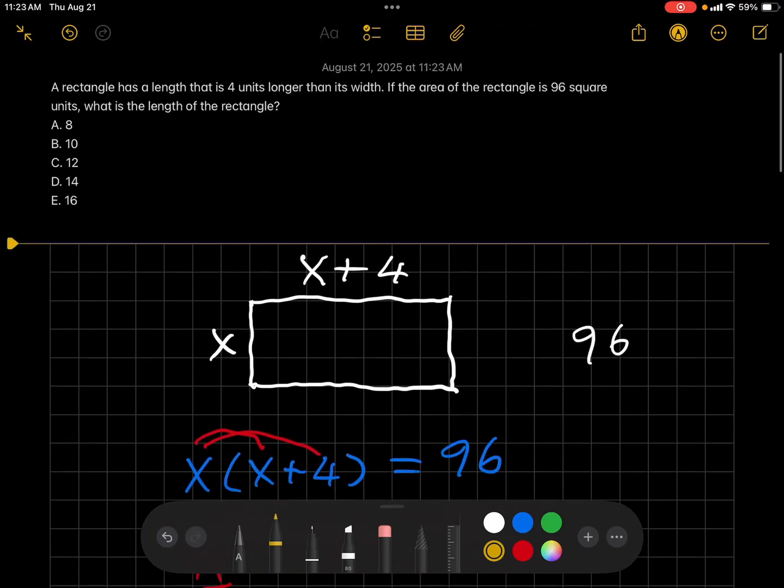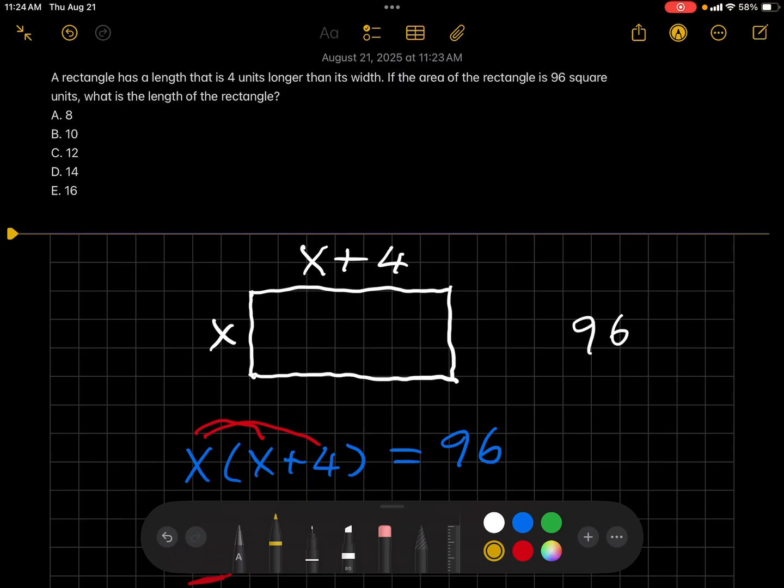So we have to be careful now, because that's not our answer. What they asked for was, what was the length of the rectangle? So remember, the length is the width, which is 8, that we just discovered, plus 4. So 8 plus 4, that's going to give us 12. And that's our answer.